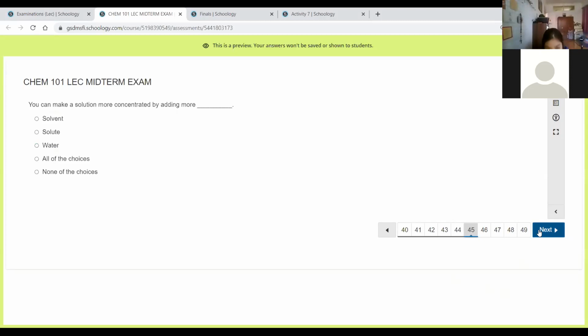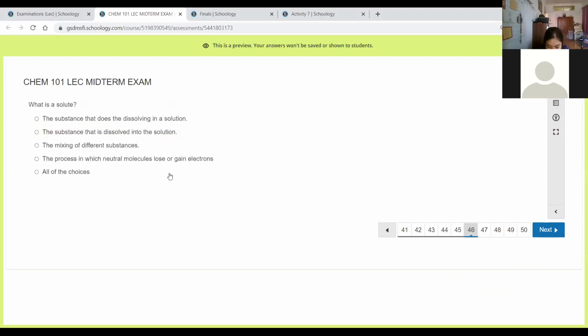And then, you can make a solution more concentrated by adding more. If you want to have more concentrated solutions, syempre, ang solute ang i-add mo. Pero kung less concentrated, ang i-add natin ha, solvent. Okay, but the answer here is solute.